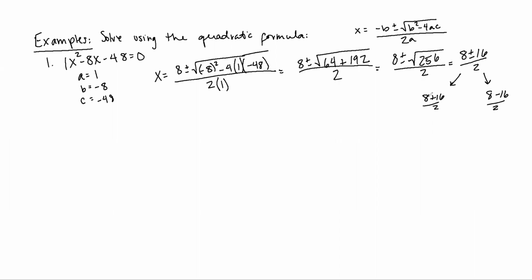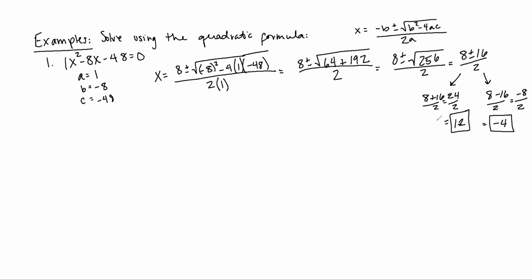So 8 plus 16 over 2, 8 plus 16 is 24, and 24 over 2 is 12. And our other answer over here, 8 minus 16 is negative 8, over 2, and negative 8 over 2 is negative 4. Reduce your fractions all the way down, or in this case, just divide.